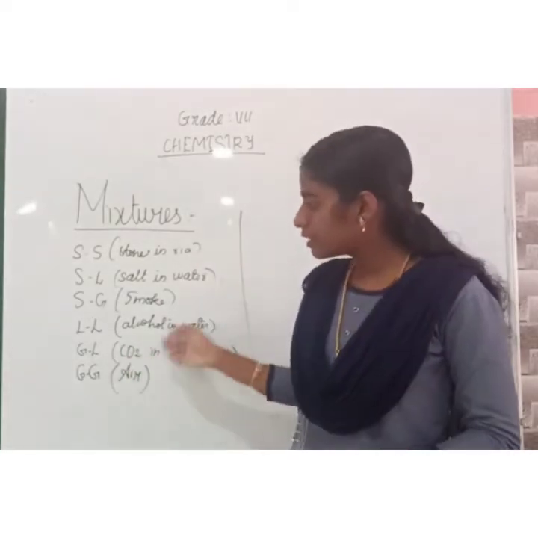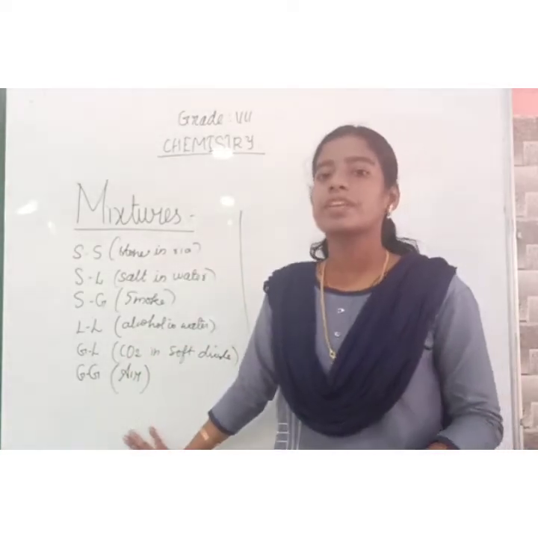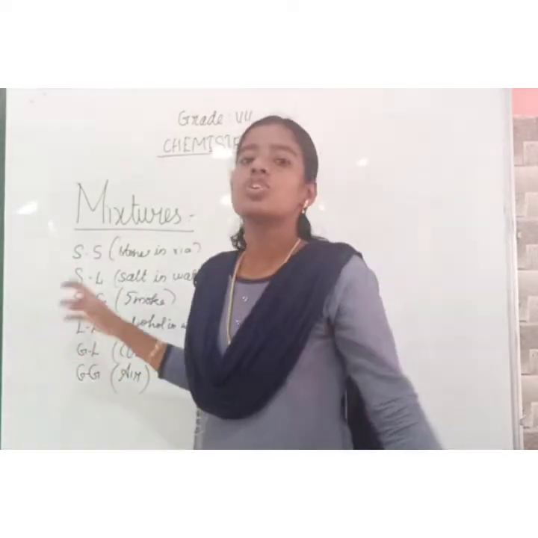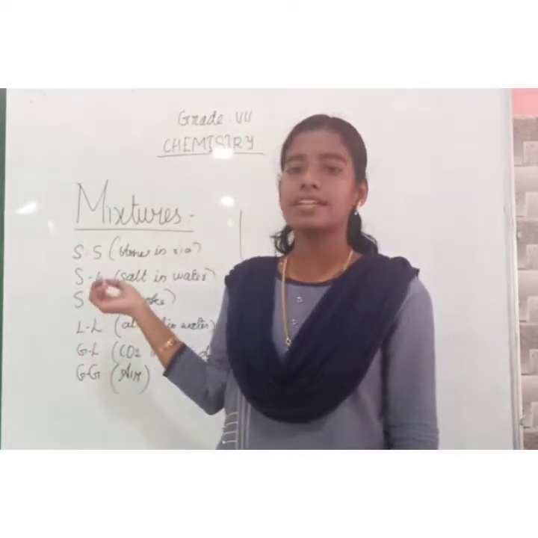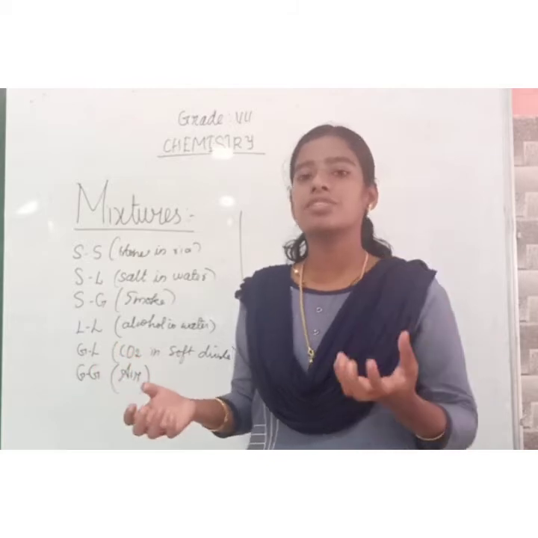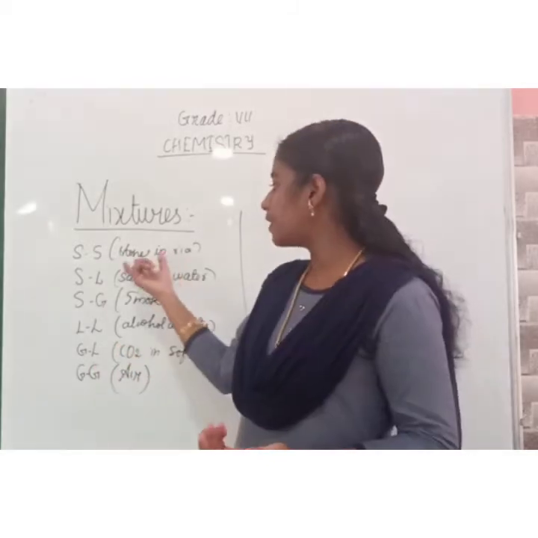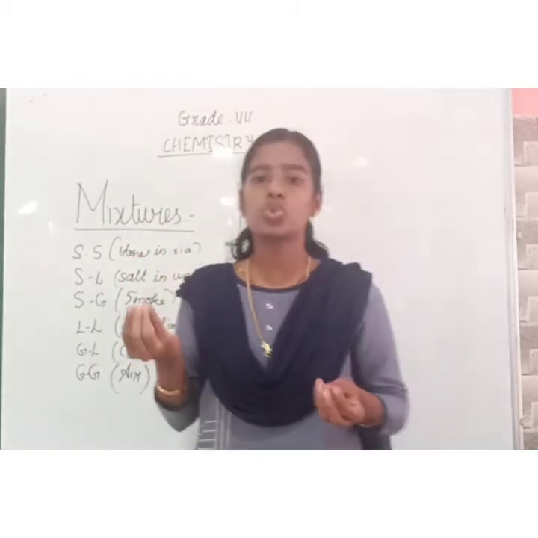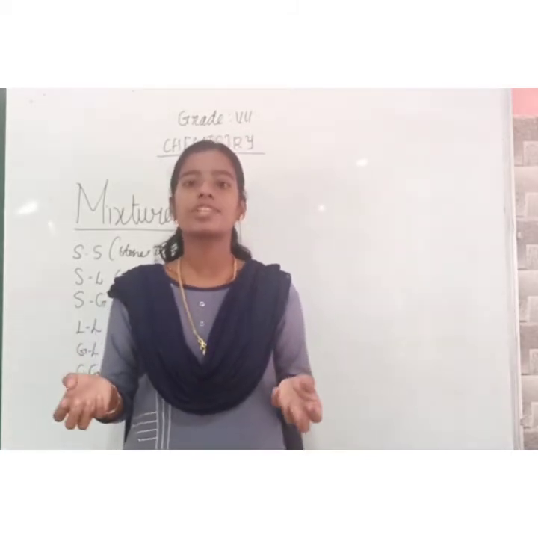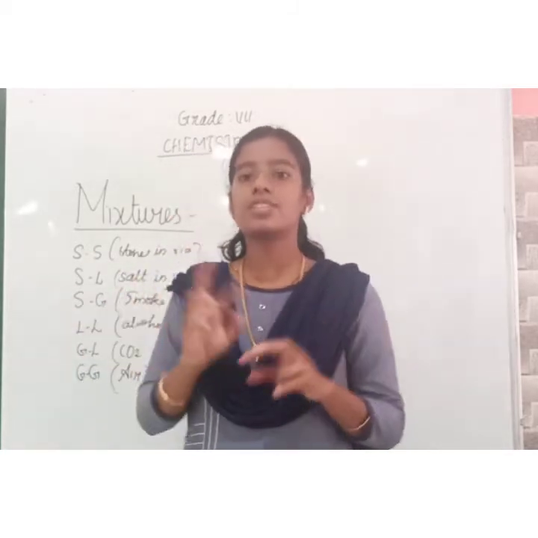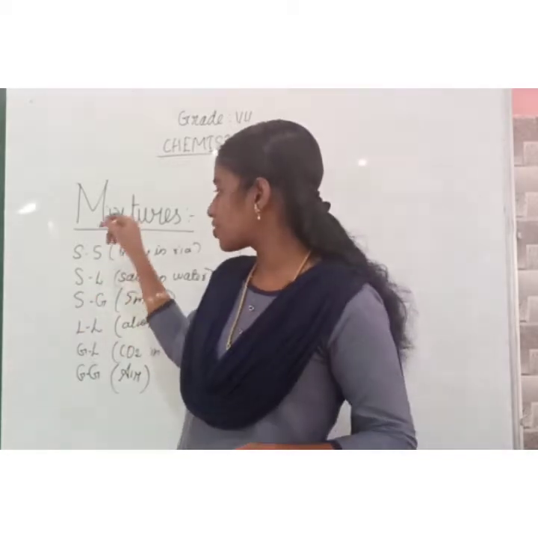The next one is types of mixtures. Here we have six types of mixtures. First one is the solid mixture. That is, solid is mixed in solid. Example, stones in rice. Stone is solid, rice is also a solid. Mixing solid and solid is a type of mixture.